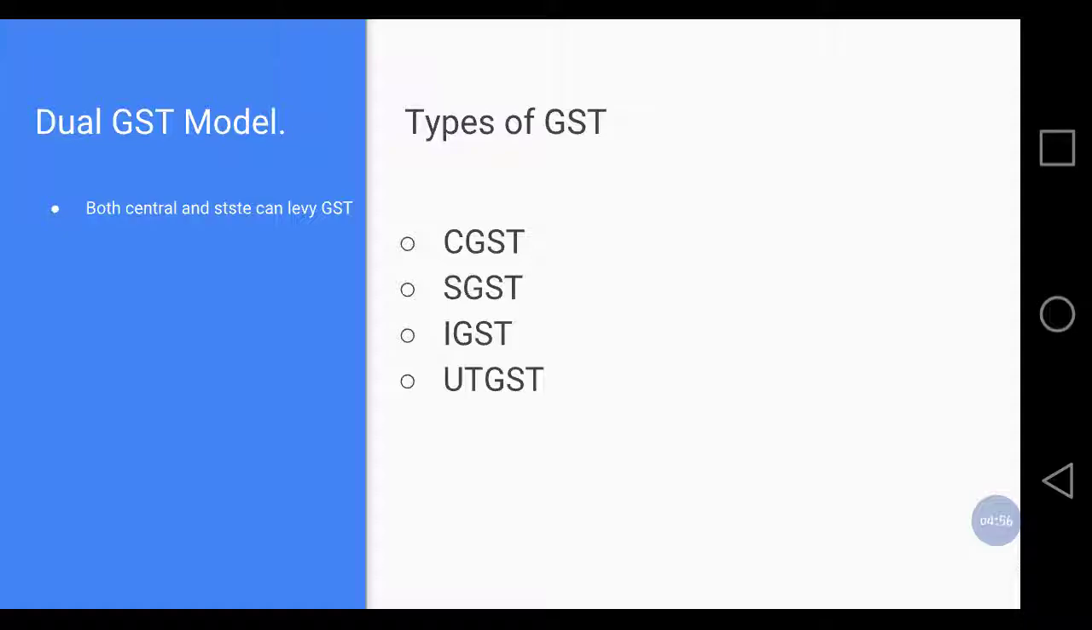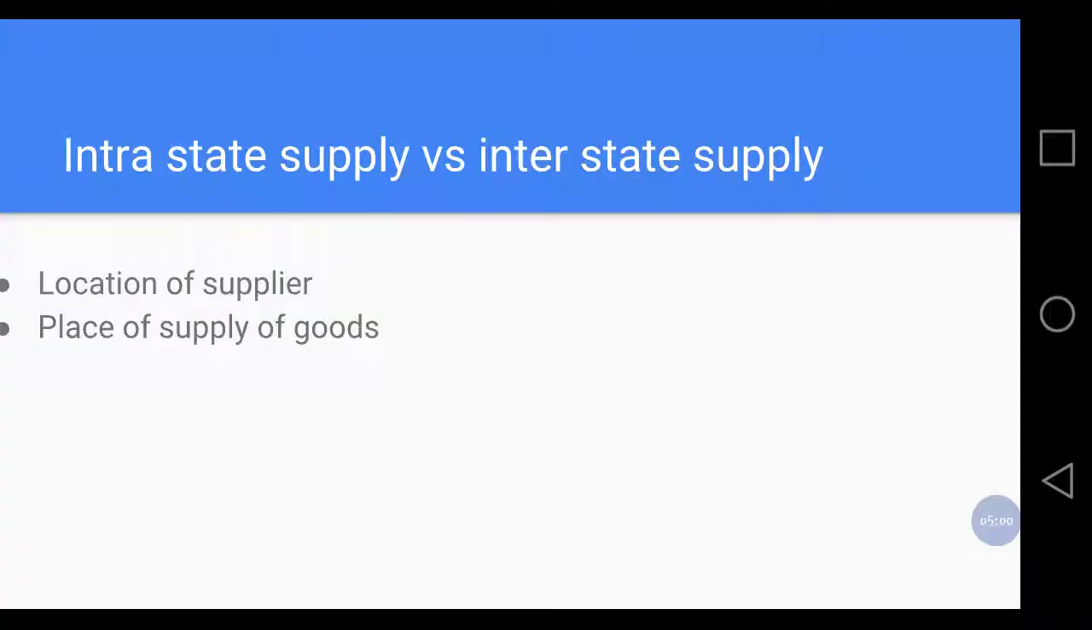So we go to the next slide to understand this better. So intrastate supply and interstate supply. First we need to understand what is intrastate supply. Two parameters have to be evaluated to decide whether it is interstate supply or intrastate supply. One is the location of the supplier, second is the place of supply of goods, that is where the goods or services get received. So where is the receiver end, where is the supplier end.